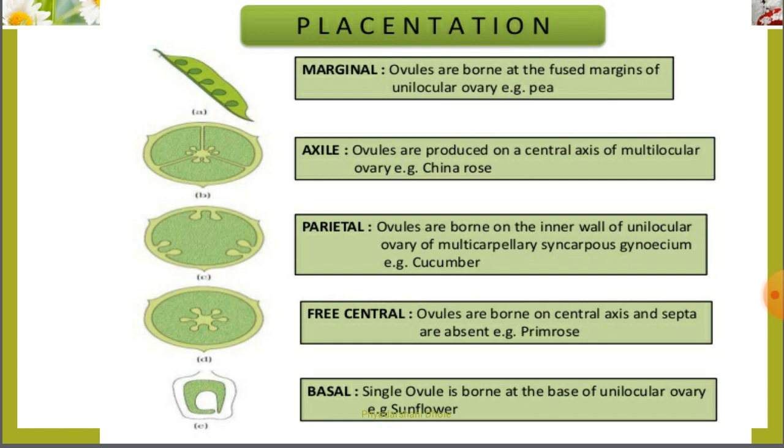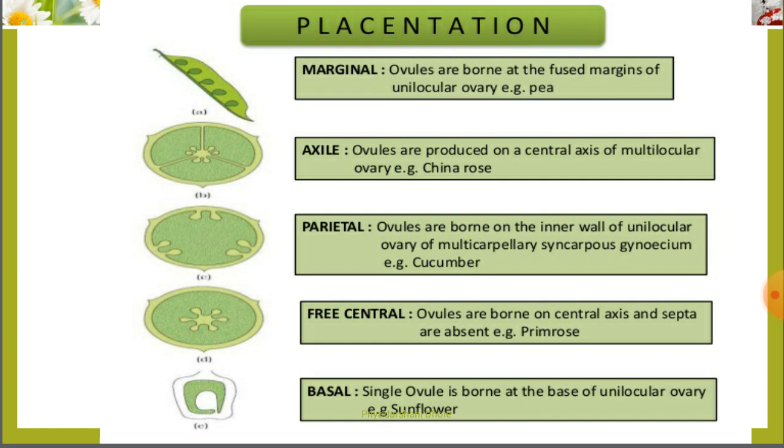Next one is the free central. Ovules are borne on the central axis. Septa are absent, there is no division. Only a single locule is present, and the ovules are attached to the central axis, with no divisions, or septa absent. An example is primrose. This is the free central.